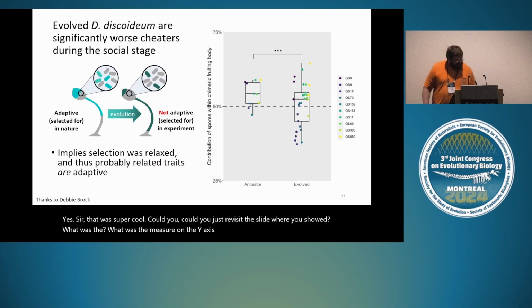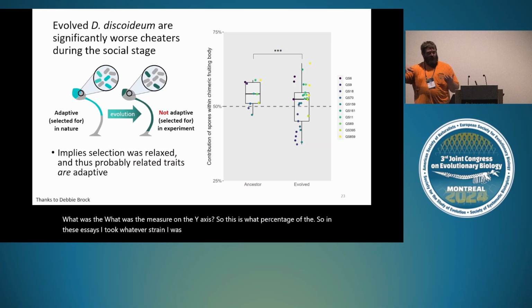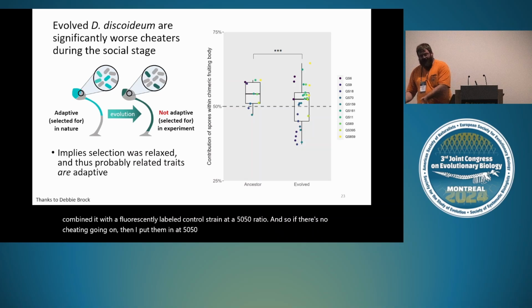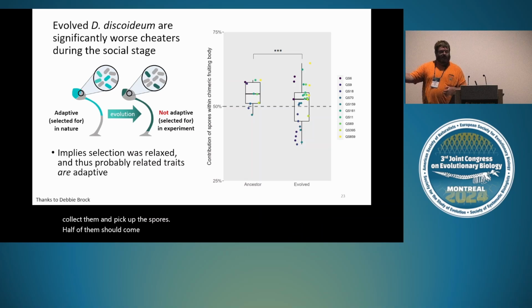So in these assays, I took whatever strain I was looking at, whether it be ancestral or evolved, and I combined it with a fluorescently labeled control strain at a 50-50 ratio. If there's no cheating going on, then I put them in at 50-50. When I then collect them and pick up the spores, half of them should come from my strain of interest and half from the control strain. And so this is just looking at that proportion.